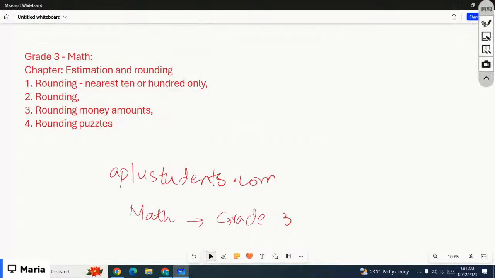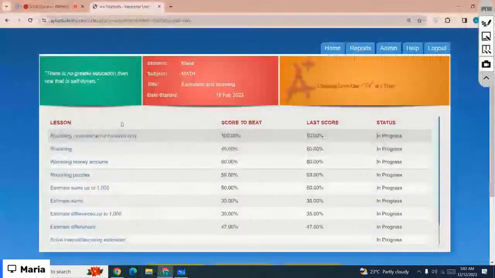We're going to start with the chapter estimation and rounding. The lessons we're going to cover today are rounding nearest 10 or 100 only, then rounding money amounts, and then rounding puzzles. Please make sure you have your notebook and pencil so that you can note down the important examples and definitions as well. Let's start with the first lesson, rounding to the nearest 10 or hundreds only.